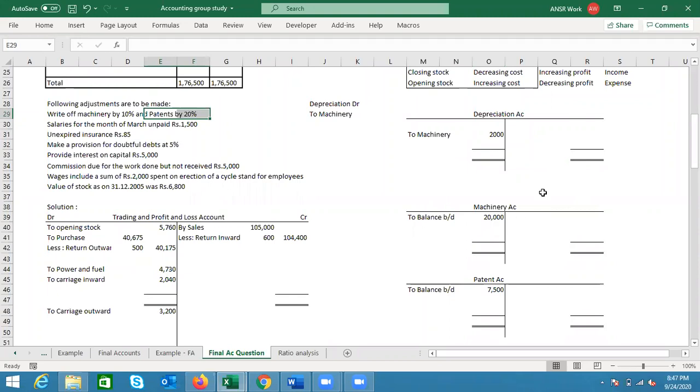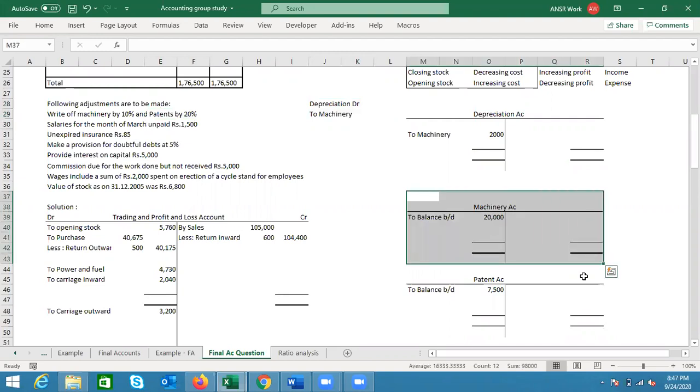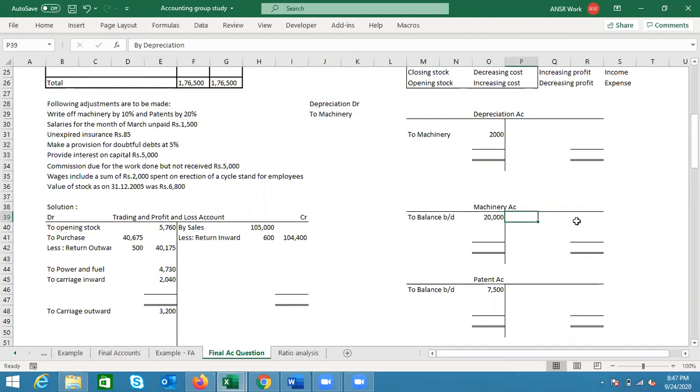Sorry, no, the other account. It will also be posted in the machinery account, right? Which side will it be posted in? Credit side. Perfect. And the particulars will be by depreciation. Perfect. And the amount will be 2,000. Perfect. Now see, I've already posted it in the credit side. Balancing we will do at the end, after putting in all the adjustments. So we are basically done with this part.